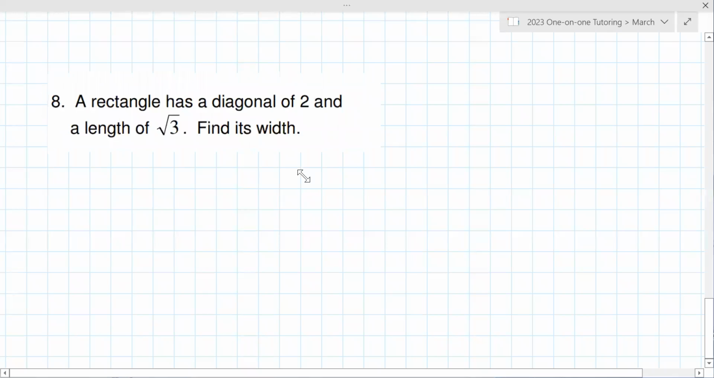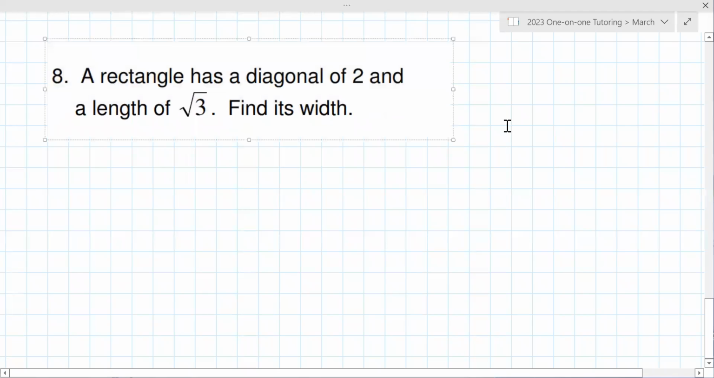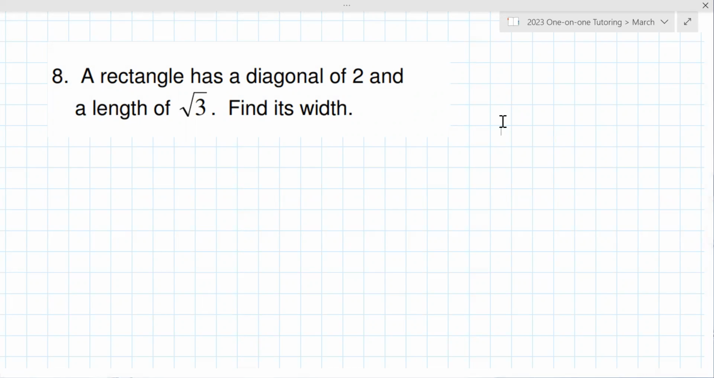All right, so let's do some story problems here where you've got to actually make a drawing. Here we go. A rectangle has a diagonal of 2 and a length of square root of 3. Find its width. This is all about you trying to make a drawing of a rectangle, labeling the appropriate sides and solving for the missing one.